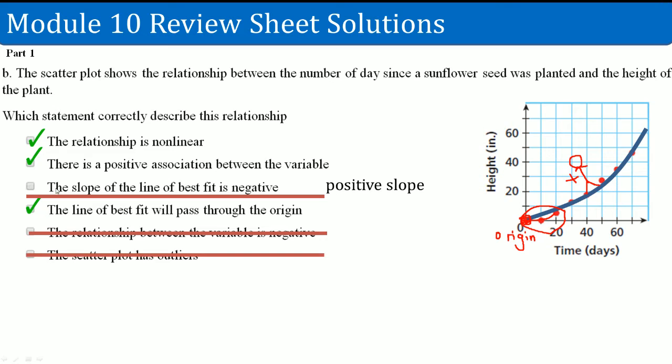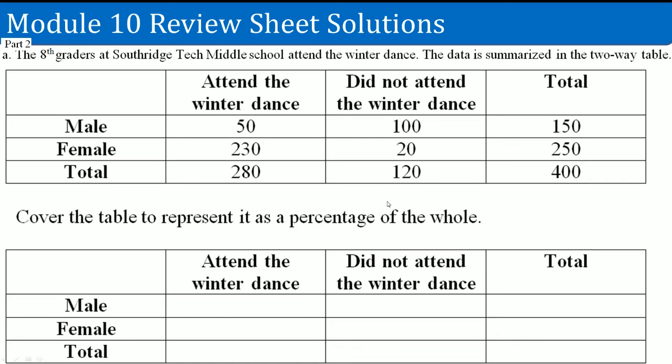So the only true answers are: the relationship is nonlinear. There is a positive association because there is a positive slope. And the line of best fit will pass through the origin because at the start, the height of the plant is 0. Okay, part 2.